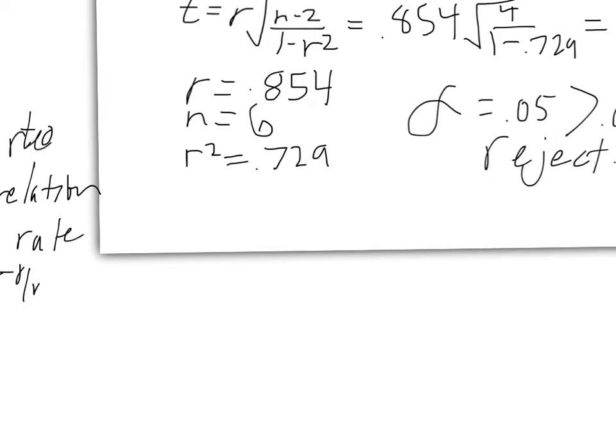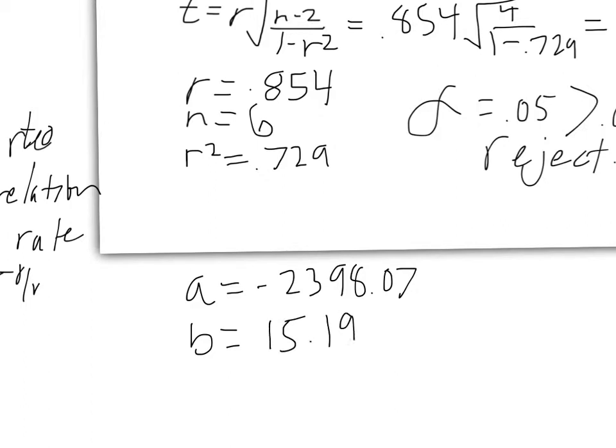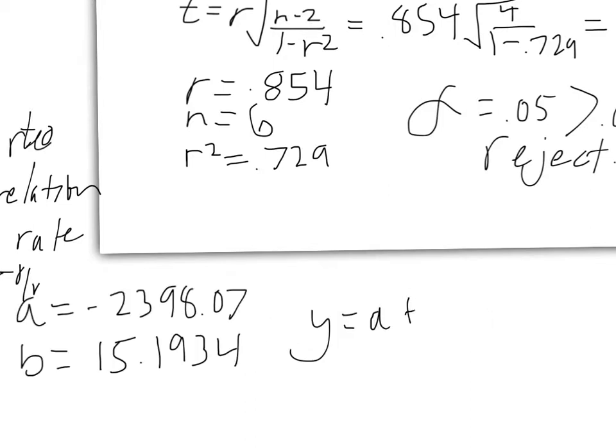Now we're going to find the line of best fit, and so stay on the linear regression t-test that we got up earlier in our calculator, and write down A and B. A equals -2398.07, and B equals 15.1934. With this, we're going to make the line y equals a plus bx. So I just plug it in.